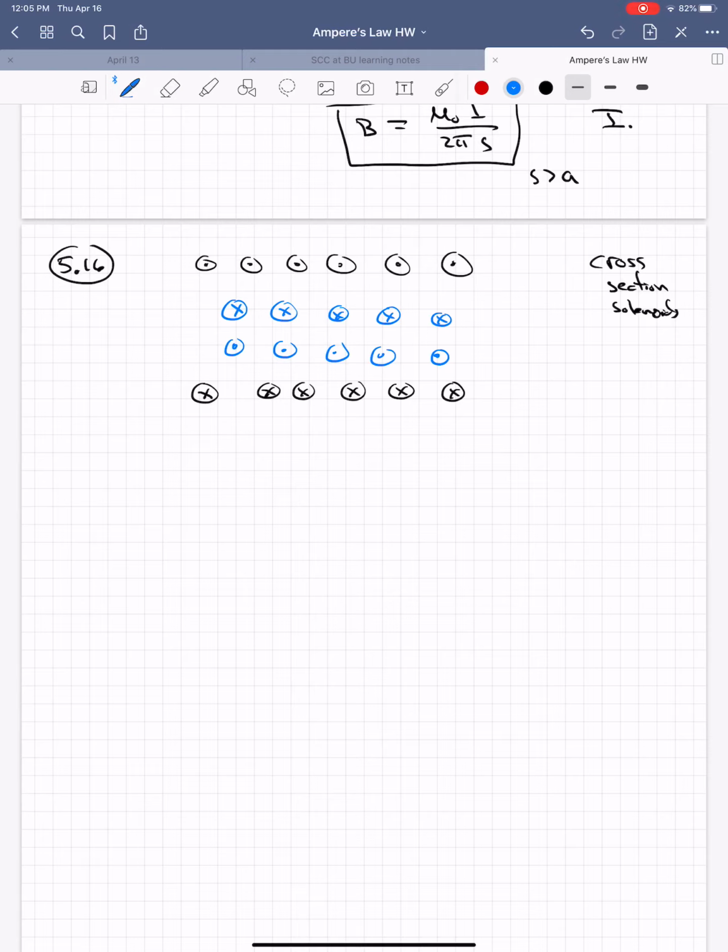And what I'm told is that the inner solenoid has N1, which is the number of turns per length on the inner solenoid, and I have some N2 on the outer solenoid, which again is a number per length. And I want to find the magnetic field in each of three regions. I want to find it inside the inner solenoid, between the two solenoids, and outside of both. Okay, so we'll do part 3 first.